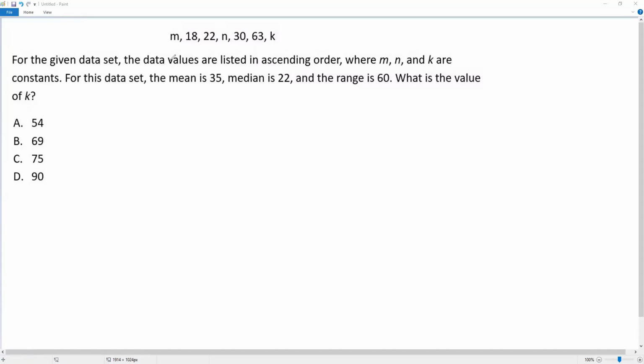For the given data set, the data values are listed in ascending order where m, n and k are constants. For this data set, the mean is 35, median is 22 and the range is 60. What is the value of k?